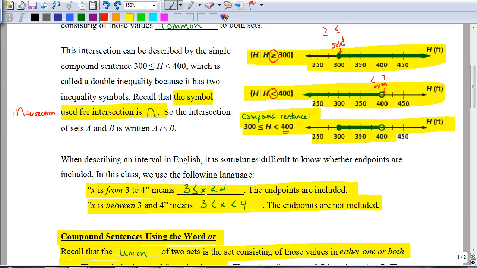So from means the endpoints are included. Between means the endpoints are not included. So we would refer to the numbers between 3 and 4. We're looking at the decimals there between those two integers.